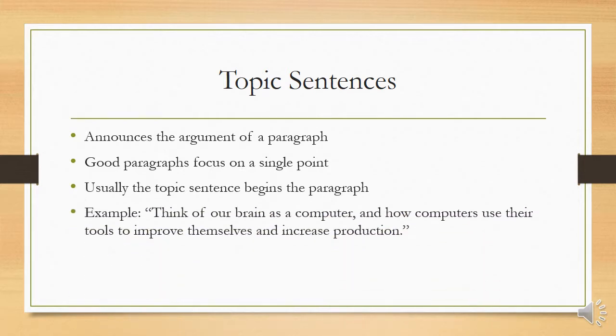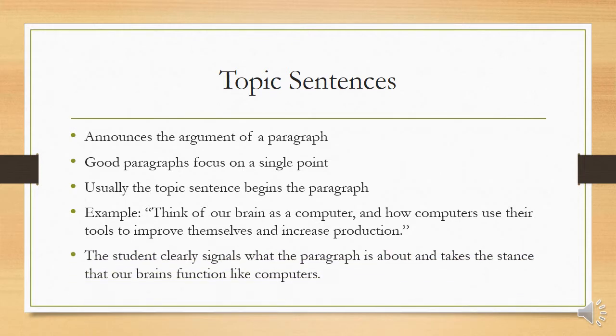Here's an example from the student essay. "Think of our brain as a computer and how computers use their tools to improve themselves and increase production." So, this clearly tells the reader what the paragraph is about. It takes a stance. Our brains are like computers. Not everyone might agree with that, or at least that might be a new idea to some people. And then you're going to read through this paragraph and see how our brains are similar to computers.